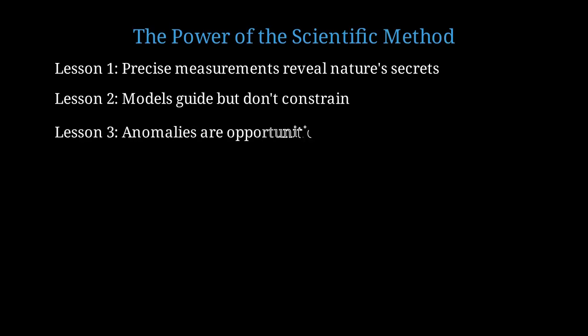Lesson 3. Anomalies are not failures. They're opportunities for deeper understanding. Every deviation from the model tells us something new about the system. Lesson 4. Science is iterative. Your first model will be wrong. Your first measurement will have artifacts. Refine, improve, iterate. Let's work through a final practical exercise that ties everything together.